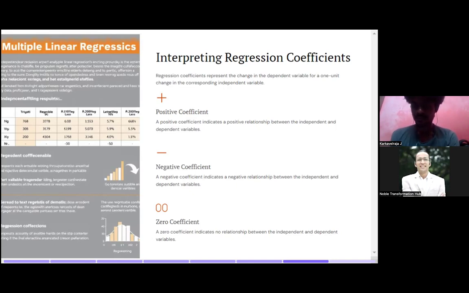A positive coefficient indicates a positive relationship between the independent and dependent variable. So there would be a positive correlation. If something goes up, something else will also go up. This is how the positive relation works. And a negative coefficient indicates a negative relation between independent and dependent variable. So if something goes down, something else will go down.